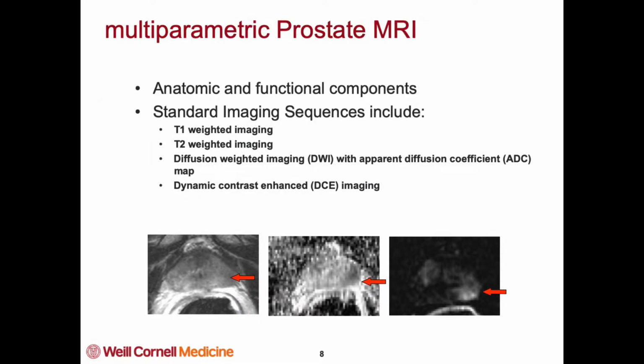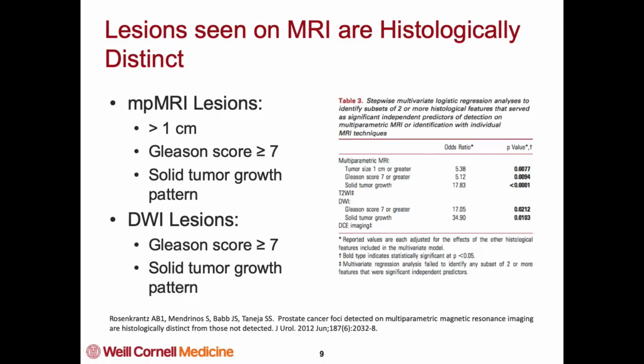Multiparametric MRI shows us the anatomy of the prostate with T1 and T2 weighted imaging, and also gives us functional components, looking at restricted diffusion with DWI and ADC, as well as contrast enhancement. When we look at lesions that we see on MRI, we know that they're histologically distinct. We tend to see lesions greater than a centimeter, higher grade prostate cancer, Gleason score 7 or greater, and lesions that tend to have a solid tumor growth pattern.